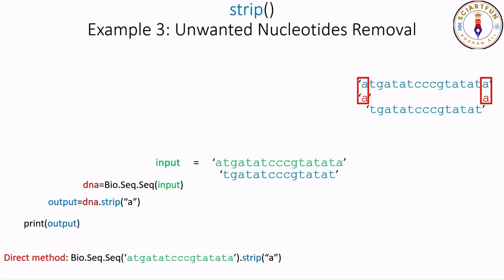The method doesn't stop here. It will match A with both the ends of the resultant sequence. As you can see there is no A left on both the ends, so now it stops iteration, and this is our final product.